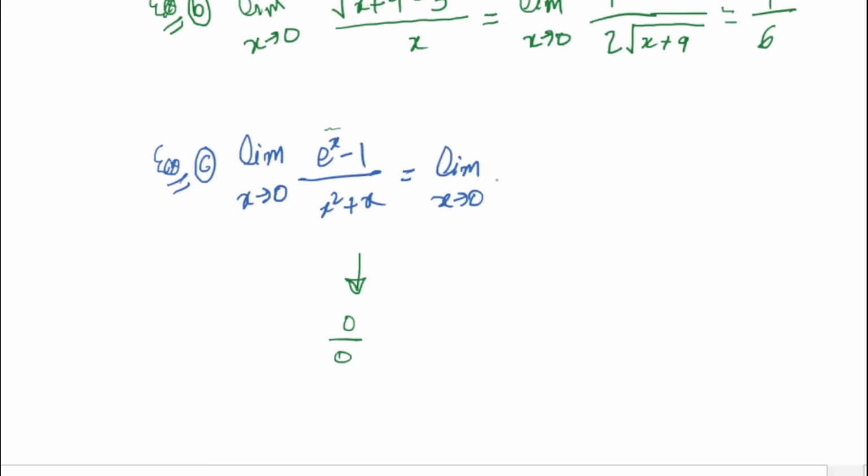First, let me go for the second property of L'Hopital's rule. If we differentiate, e power x is going to be e power x, and the differentiation of a constant term is 0. So e power x upon 2x plus 1, since the differentiation of x square is 2x and the differentiation of x is 1. If we take the limit x tends to 0 and put x equal to 0, then 2 into 0 is 0, and in the numerator the value is 1, and in the denominator we have 1. So 1 by 1 is equal to 1. So this is going to be the answer.